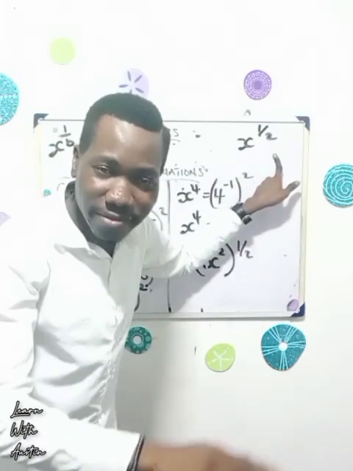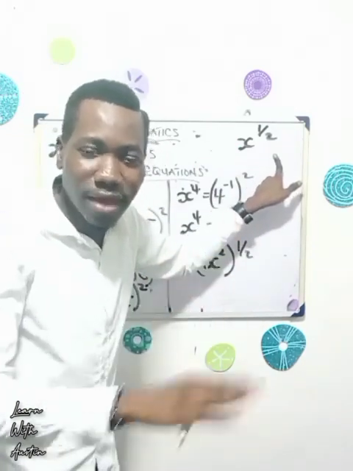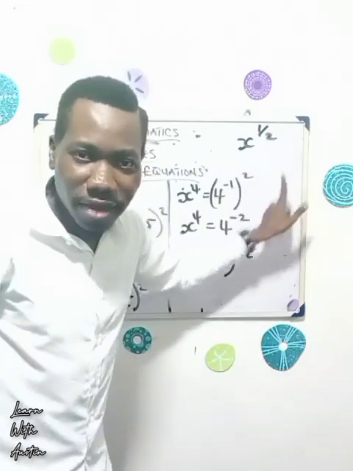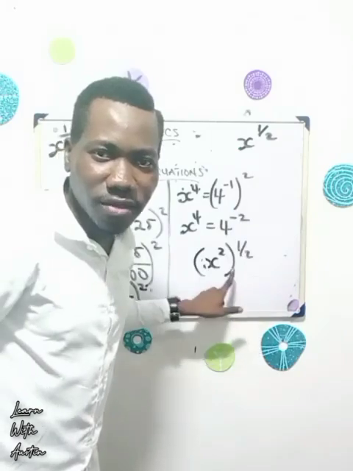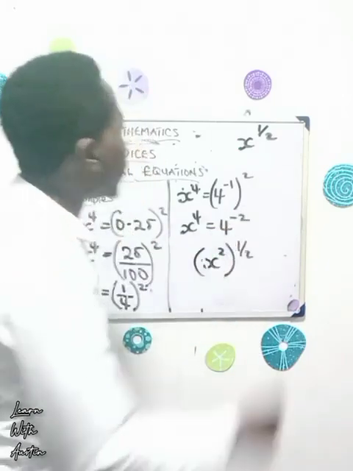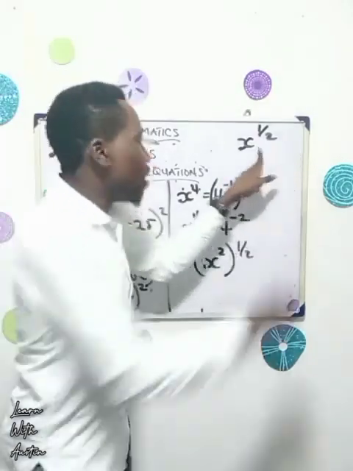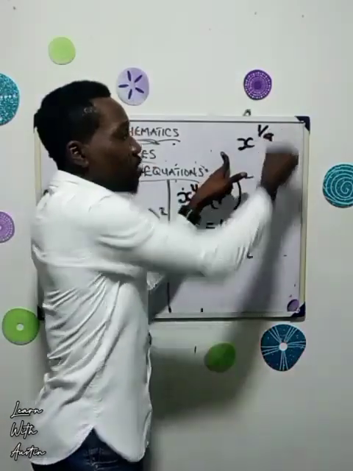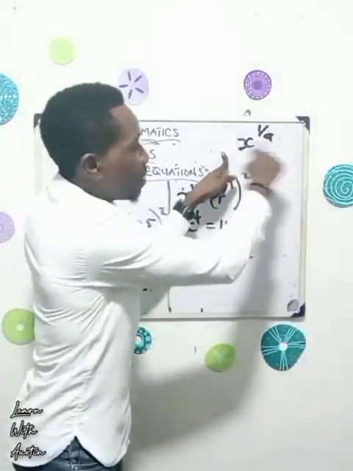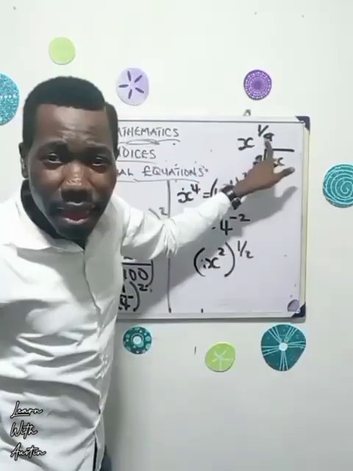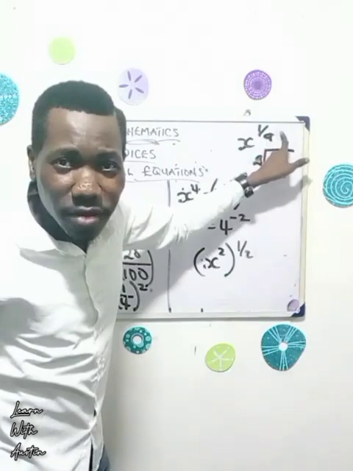I listed the rules the last time, and we talked about each one, and then we gave examples. So the rule says that when you have x raised to the power of 1 over a, for example, this can be expressed as a root of x. Remember, a is just a letter that's representing a number.